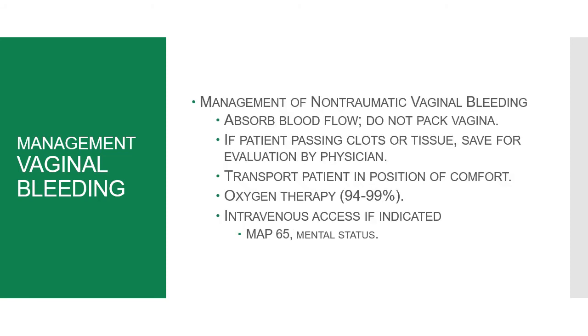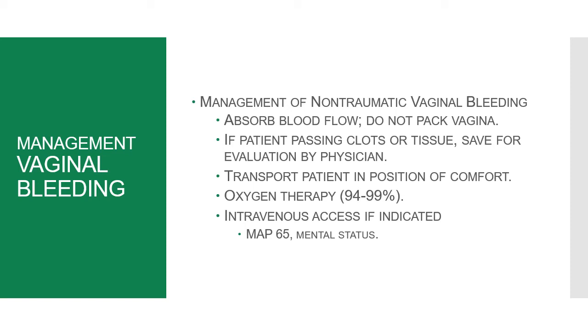So it's important that we absorb the blood flow, but we don't pack the vagina. So nothing goes into the vagina. This is important in the field, right? We don't put our hands in there, we don't put tools in there, and we don't put gauze in there. The only exception to that is during a delivery, if there is a prolapsed cord or a breech part, we would use a sterile gloved hand to relieve pressure on the cord or the part. Other than that, we don't do any vaginal anything in the field. Everything is just external examination only, and that includes padding.